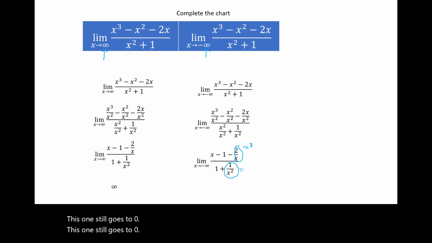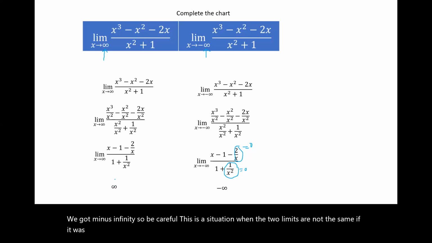When you plug minus infinity in for x, we get minus infinity. So be careful. This is a situation when the two limits are not the same. If it was just a number that had been 5, this would be 5. 3, 3. But infinity, it can be different. So watch out for those.